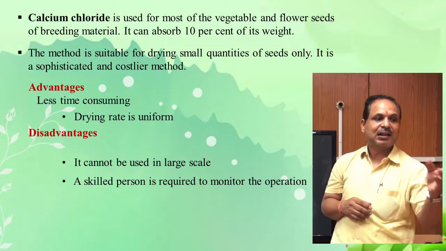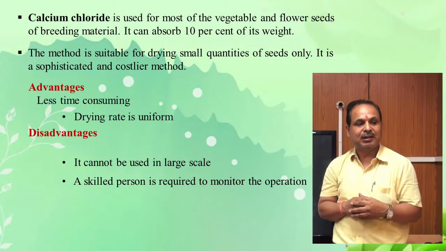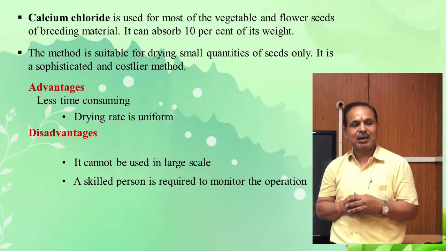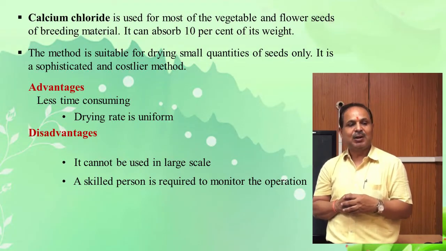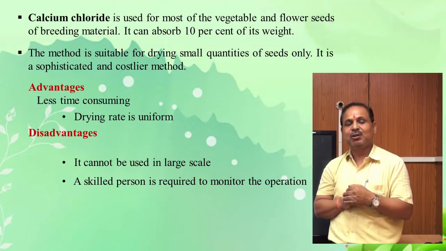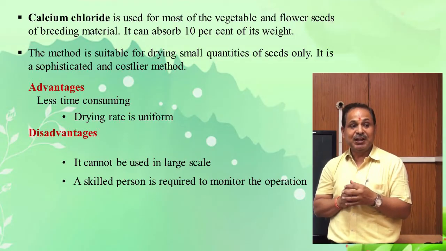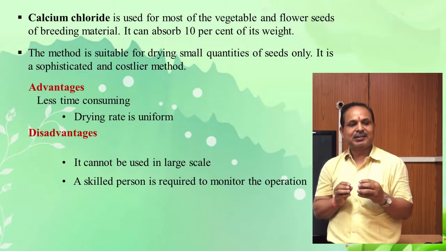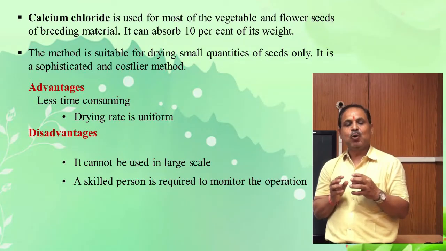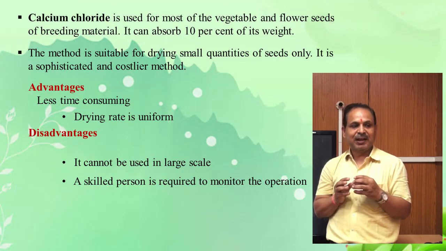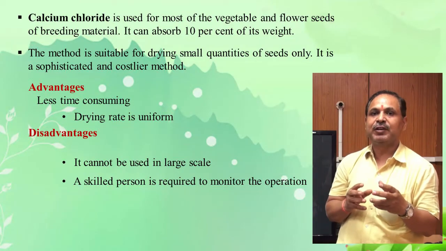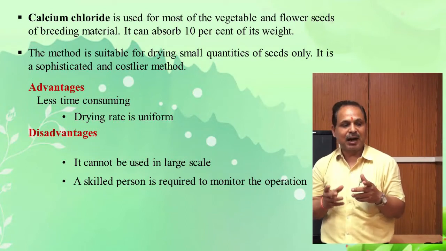The next chemical used for chemical drying is calcium chloride, which is used mostly for vegetable and flower seeds or breeding materials. It can absorb 10% of its weight. The method is suitable for drying a small quantity of seeds only. It is sophisticated and costlier because the cost of the chemical is a little bit higher.